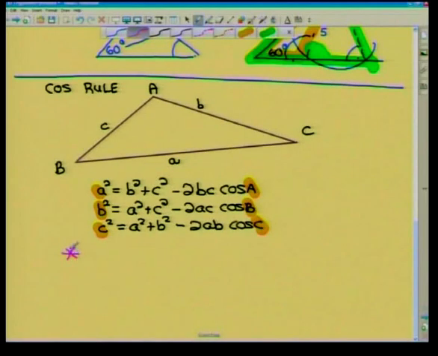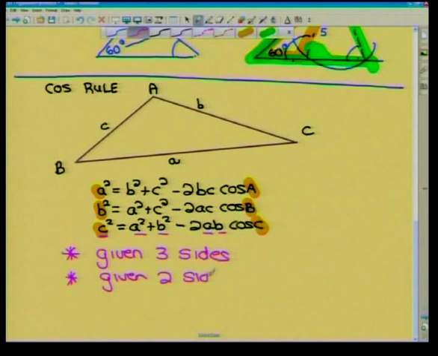Right, let's move across to when we use it. Right, when do we use this? We use it in two cases as well. That is when we are given 3 sides. Now, if we're given 3 sides, we would know those things here, which means we would only have the angle missing, and it would be possible to do it. Or when we are given 2 sides and the included angle.